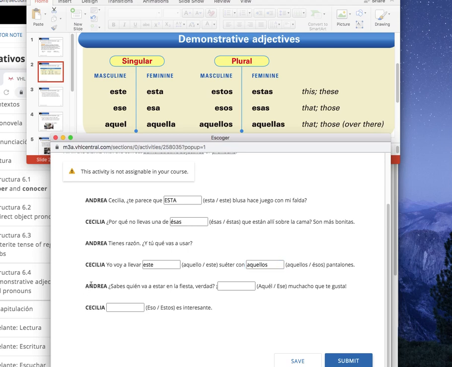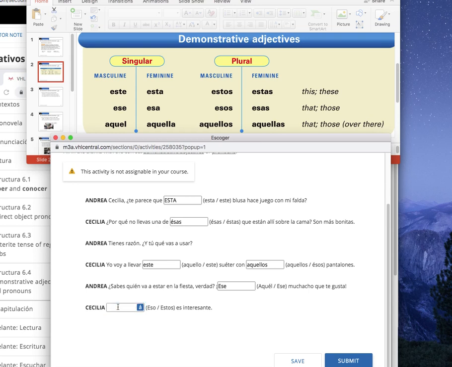Muy bien. Andrea dice, ¿sabes quién va a estar en la fiesta, verdad? Y dice, aquel ese muchacho que te gusta. So pause it for a sec. And we're back. So here it would have to be ese, because again, this aquel has an accent mark, yet the noun is present, muchacho. So that boy that you like. Ese muchacho que te gusta. And then finally, Cecilia responds, eso o estos es interesante. Pause it.